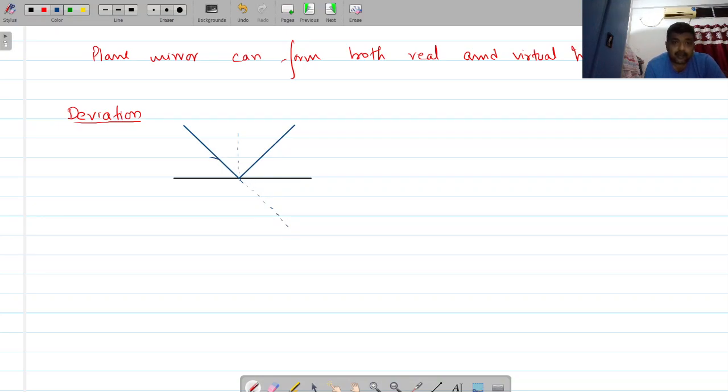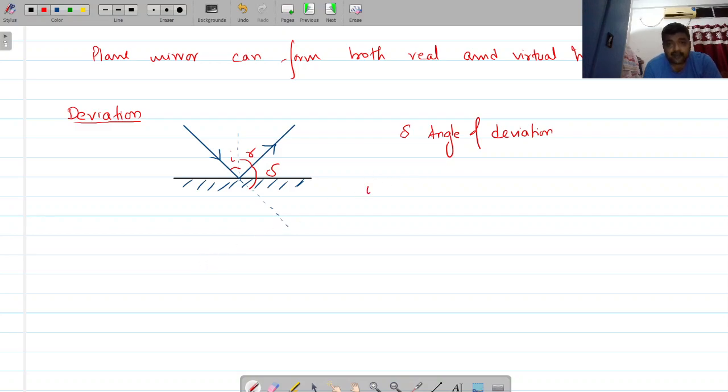Okay, it was coming in this direction, but because of this mirror, it is getting reflected in this direction. So this is the change in direction of the incident ray. It was going in the downward direction, and it gets deviated through angle delta. Delta is the angle of deviation. So this is the angle of incidence. This is the angle of reflection.